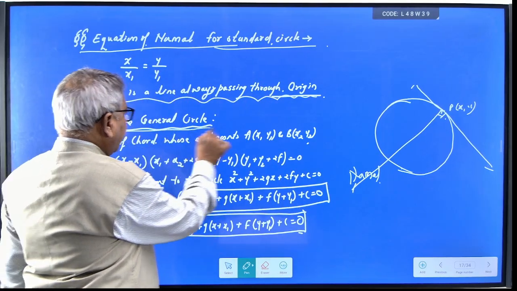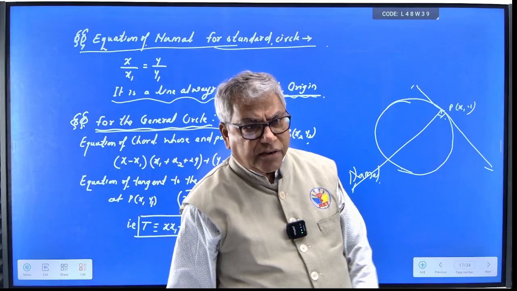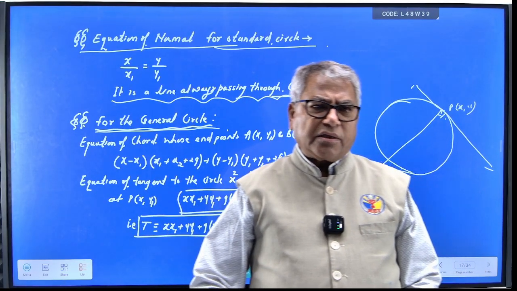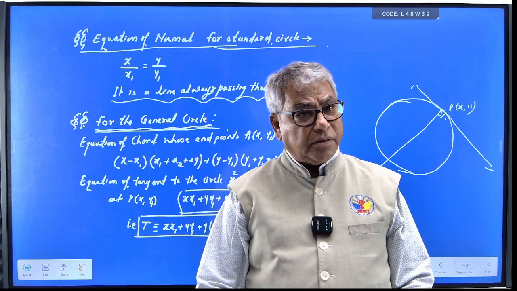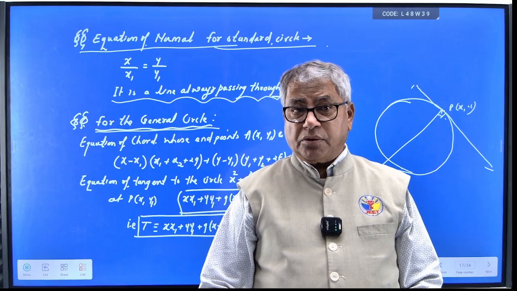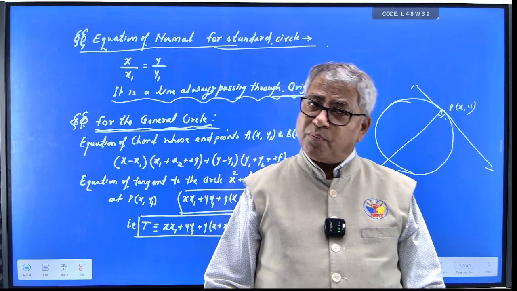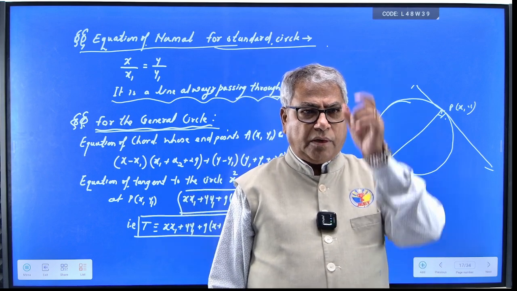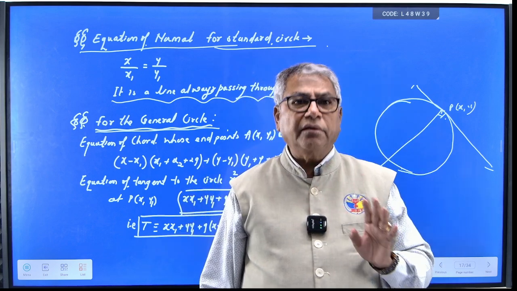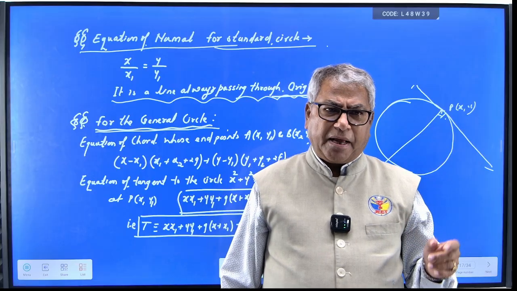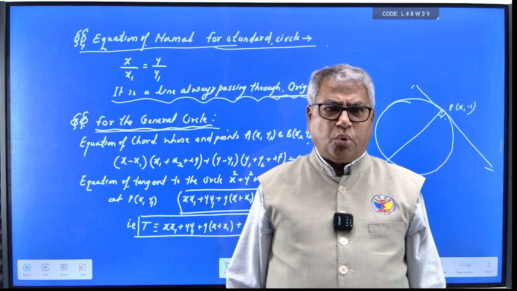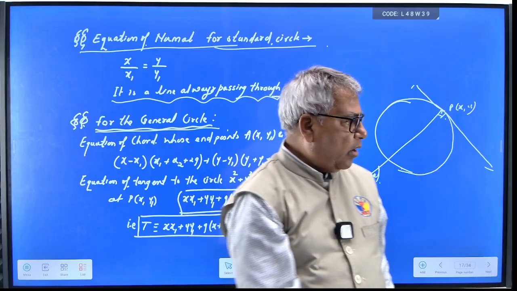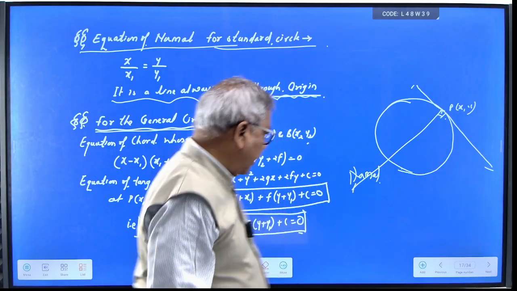Now for the general circles. Is it okay for the standard circle? Chord's equation is: x minus x1 into x1 plus x2, plus y minus y1 into y1 plus y2 is equal to 0. Equation of tangent: replace x square by xx1, y square by yy1, as it is. Condition of tangency: c is equal to plus or minus root of a square m square plus a square, or a into root of m square plus 1.